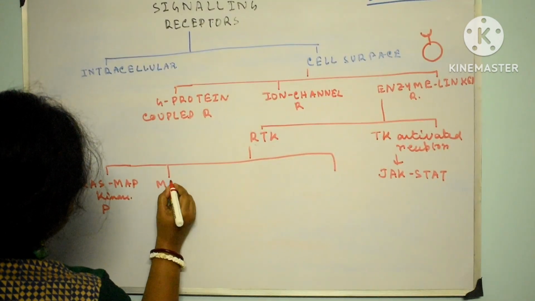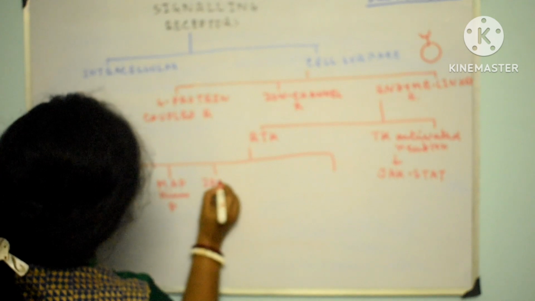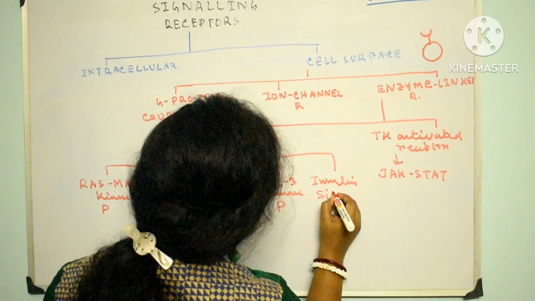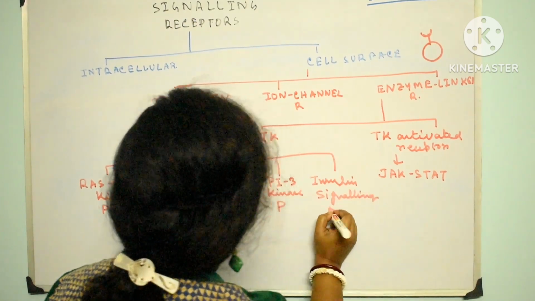MAP kinase pathway and IP3 DAG pathway, PI3 kinase pathway and insulin signaling pathway.